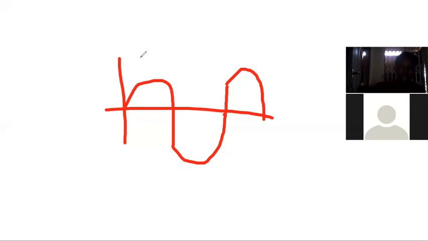But from here is a crest. So from here to here is a wavelength. From here to here is a wavelength. From here to here is a wavelength, or distance, in other words.